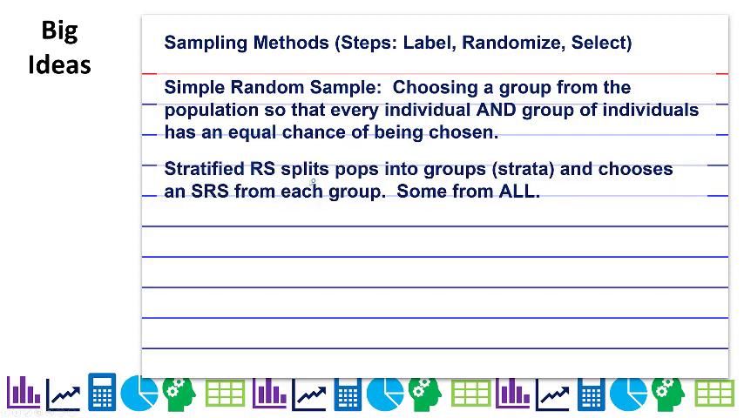Stratified random sampling splits populations into groups or strata, and it's basically individuals that have something in common. And then you're like, okay, I have front row people, so I'm going to take a sample of front row, middle section, and back section, right? So you get some from all of the groups, all right?